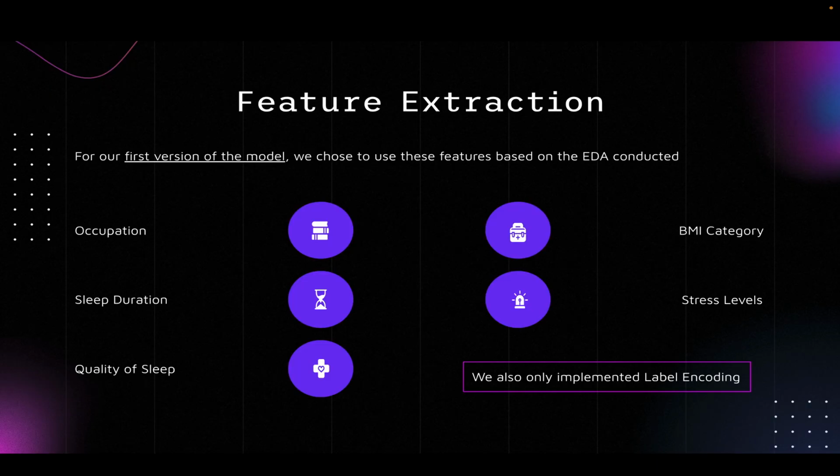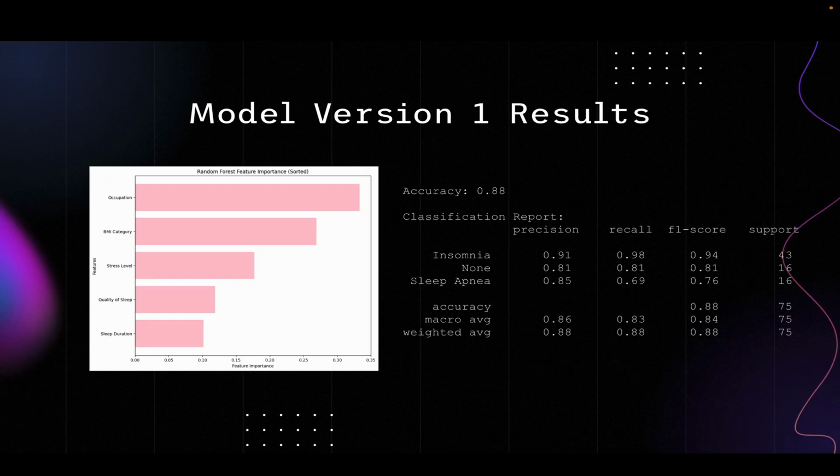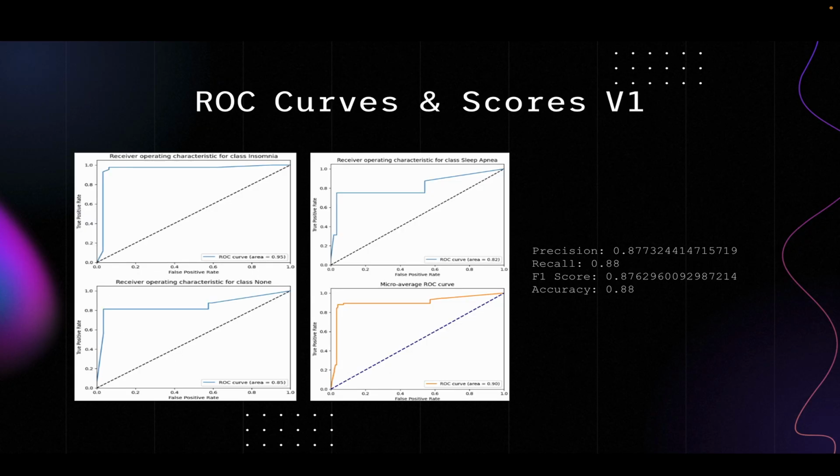Based on the EDA that we conducted before, we chose these features to include in our model, and we only implemented label encoding. Here are the results for our first model. As you can see, there's fairly good performance. However, occupation is the most highly ranked feature, but since we didn't one-hot encode it, we don't really get much of that in terms of insights. Here are the ROC curves, and we can see that there are different areas under the curve for different classes. Which brings us to model version 2.